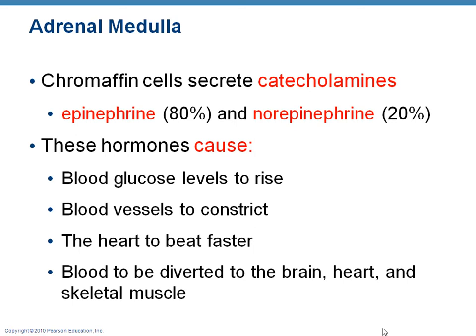What do these hormones do? You could think of these as adrenaline, right? So they're going to cause blood glucose levels to rise. They're going to cause blood vessels to constrict, increase blood pressure, right? They're going to cause your heart to beat faster. And they're going to cause blood to be diverted to your major organs for fight or flight, sympathetic, right? So to your brain, your heart, and your skeletal muscles. Again, that analogy, the bear is chasing you. What do you need to do? You need to increase blood pressure. You need to increase your heart rate. You need to have blood diverted to your heart and your skeletal muscles to get more glucose, more oxygen, to produce more ATP, right?